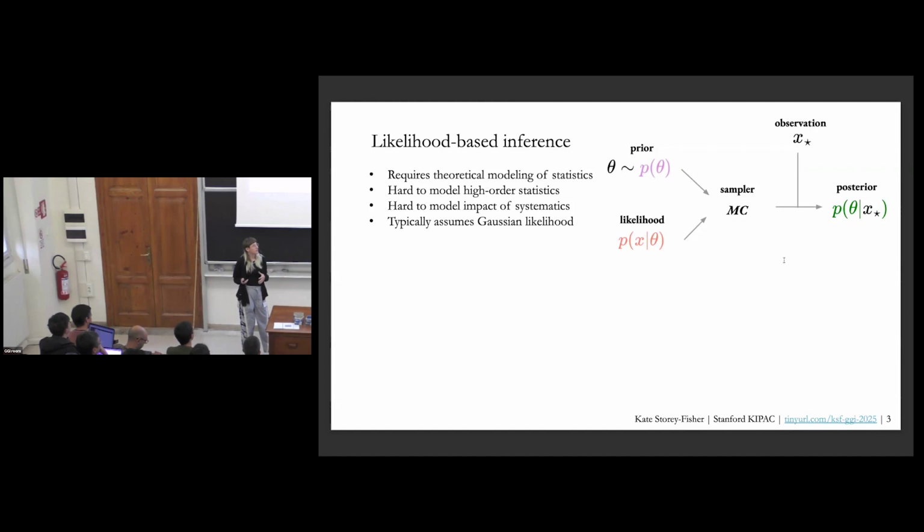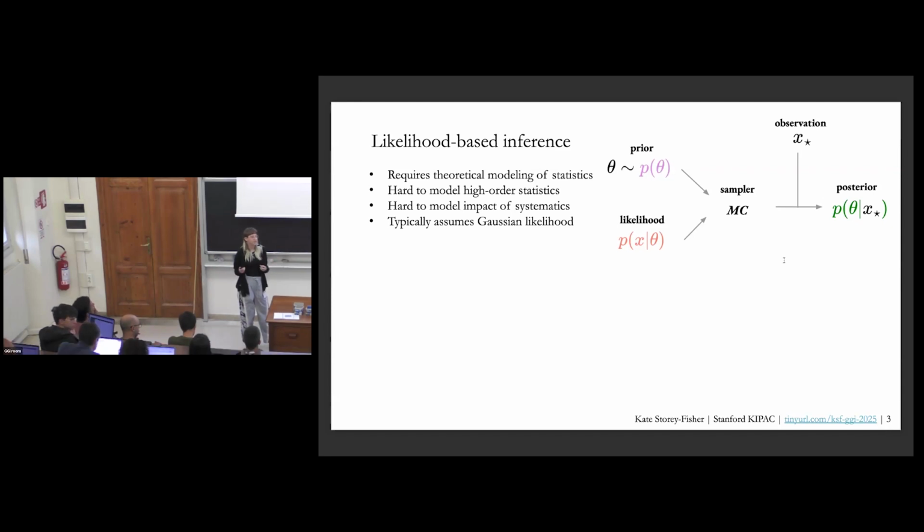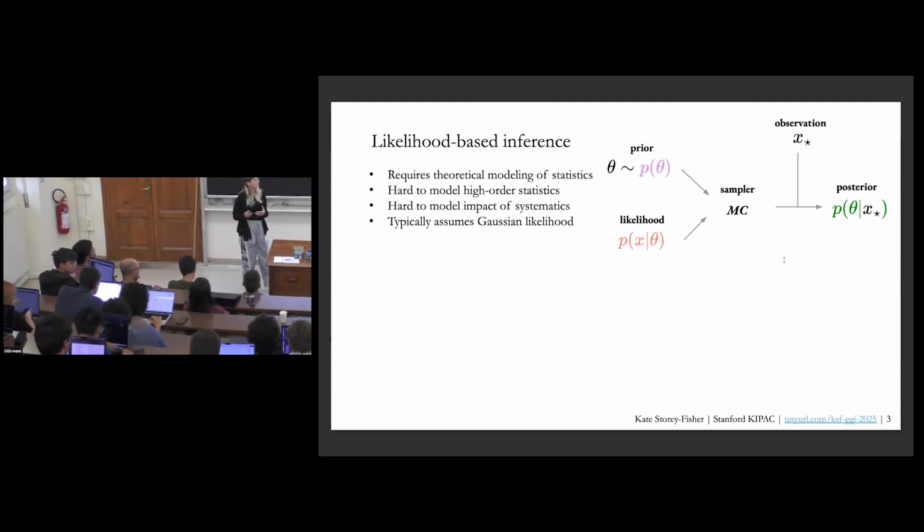Because of these restrictions, we typically require that the data we're using is a summary statistic, the power spectrum, for example. But it's hard in this framework to model higher order statistics, which need really good theory, and it's also hard to understand how the plethora of systematics we have might affect these higher order statistics especially.